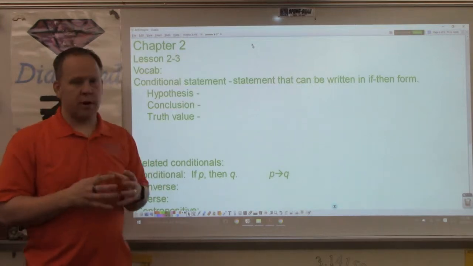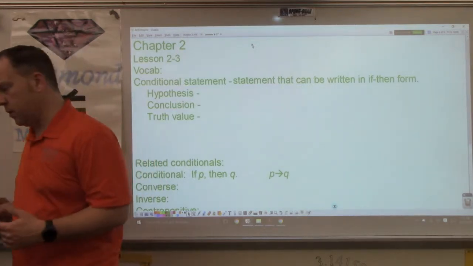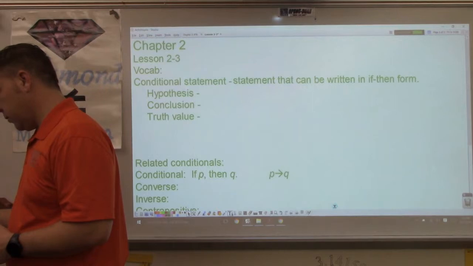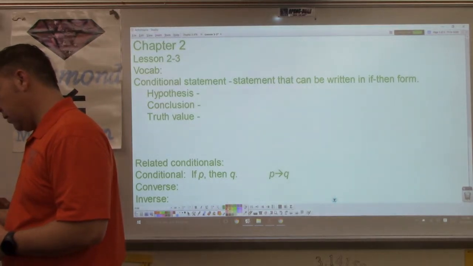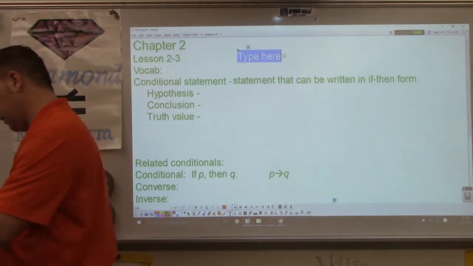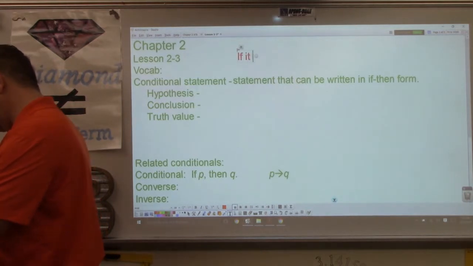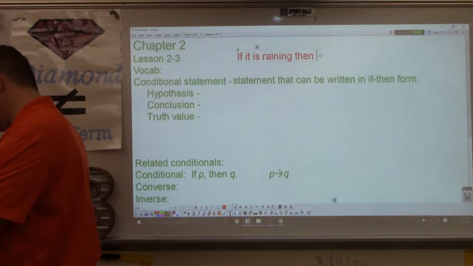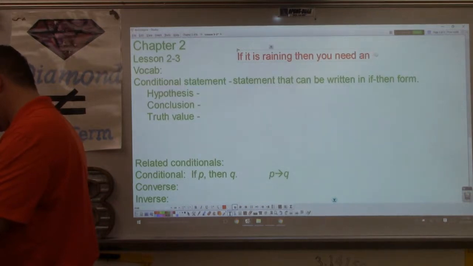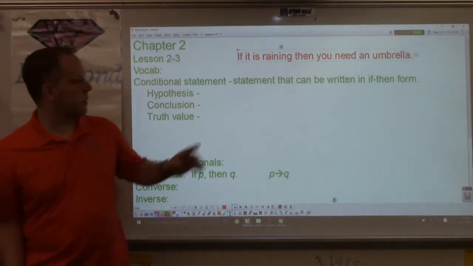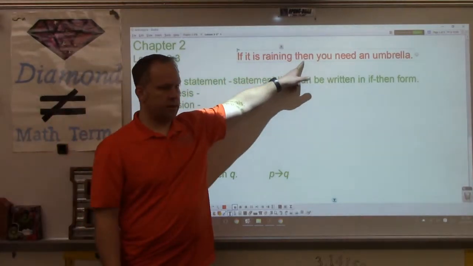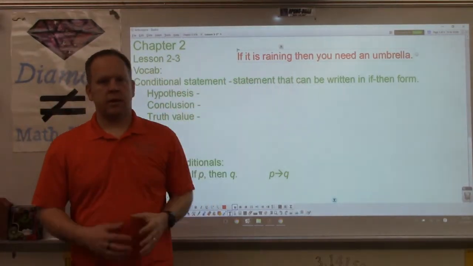Now I'm going to come up with my own, and we're going to refer to this as we go through the notes. So my first one, I'm going to use the sentence, if it is raining, then you will need an umbrella. I have an if, I have a then. Conditional statement.